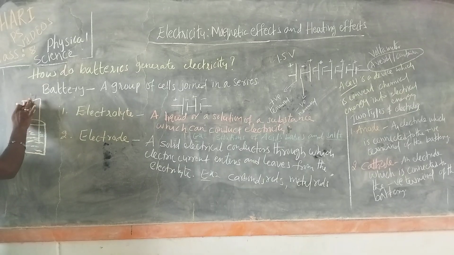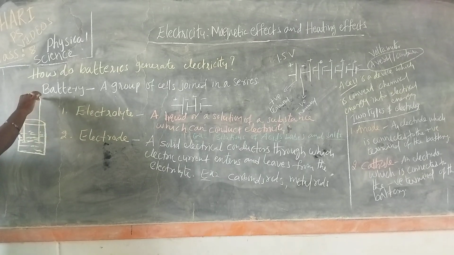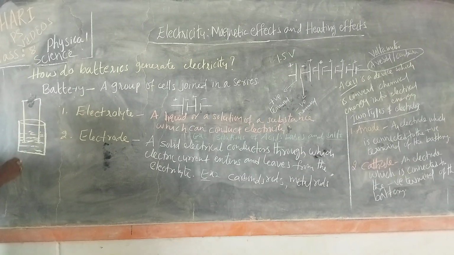So it acts as an anode. The other one acts as a cathode. The solution is called an electrolyte. These are the electrodes.